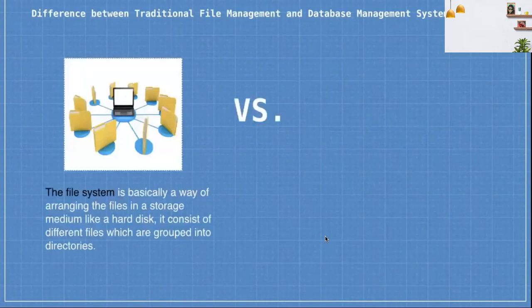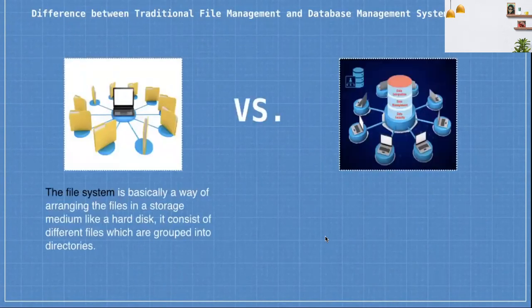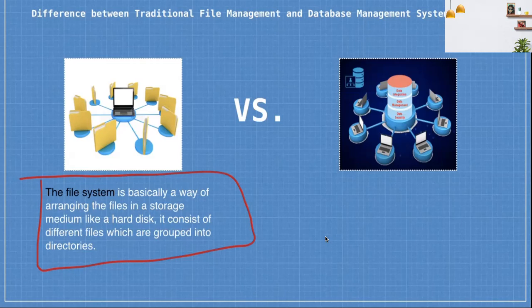So it says here, file system is basically a way of arranging the files in a storage medium like a hard disk. It consists of different files which are grouped into directories. File system is the usual that we do every day when we do our school work or our office work. Di ba, we create a report in a PowerPoint, then we save it in our laptops.